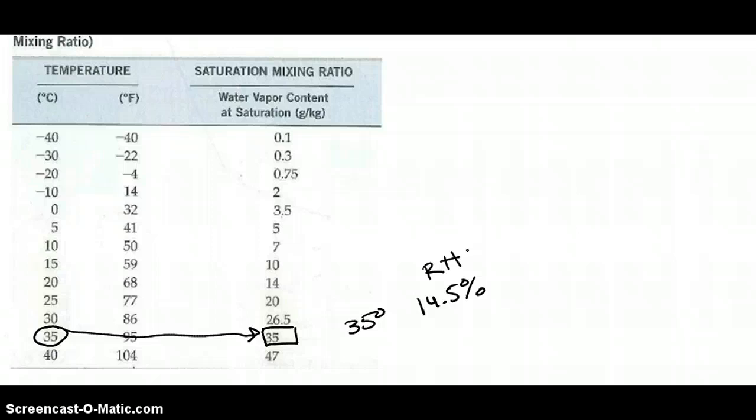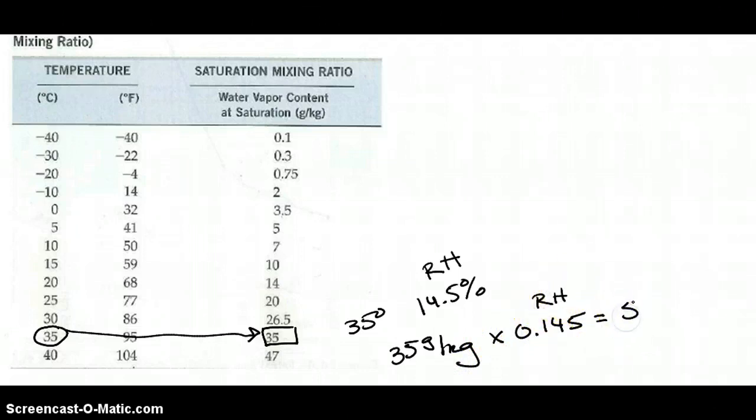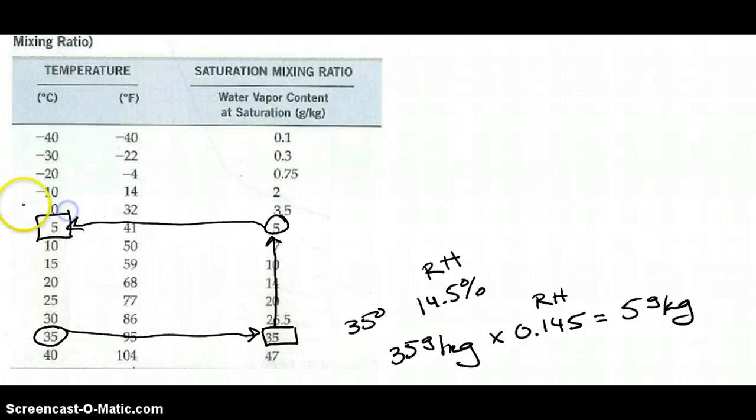And I'm not going to divide it by 14.5. Instead, what I'm going to do is say, okay, 35 grams per kilogram times 0.145 for my relative humidity equals 5 degrees. Or sorry, 5 grams per kilogram. So if I go up until I get to the 5, then I read over, now I have my dew point. So this 5 degrees, that's the dew point that I'm going to take back to the other side.